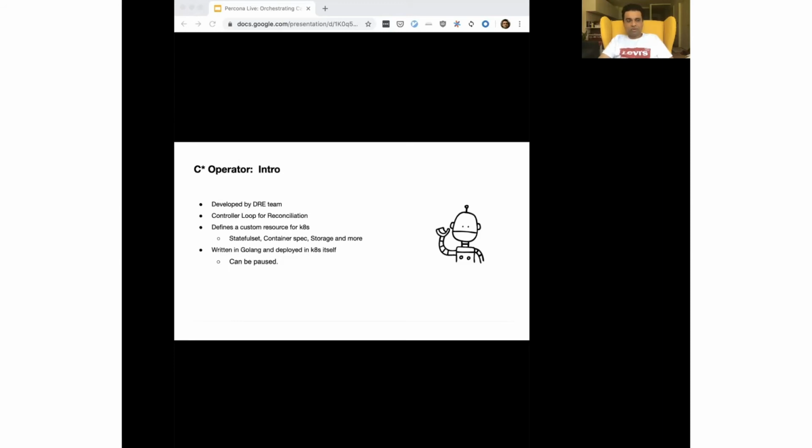So it provides a control loop for reconciliation, in short. And I'll talk about the loop soon. And it provides what is known as a custom resource for Kubernetes. A custom resource is nothing but the whole package. In the package, you define things like the stateful set, which manages the containers and their life cycles. Then you provide the container spec, what a container specification looks like, and then the storage side, and so on. So that's the custom resource for Kubernetes, in short. And of course, the operator is written in Golang because a lot of the Kubernetes ecosystem is in Golang. And the operator is defined and deployed in Kubernetes itself. It's not deployed outside. That's what I mean.